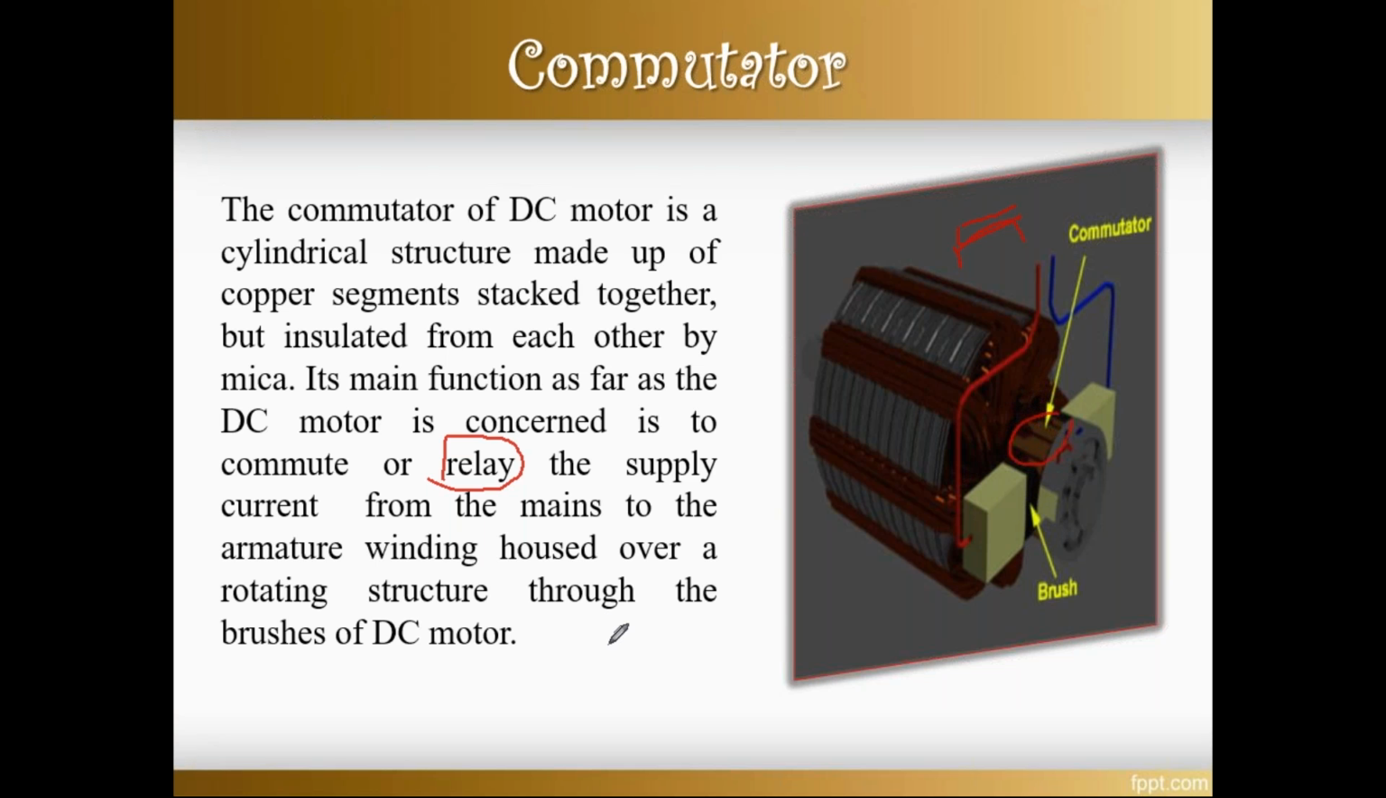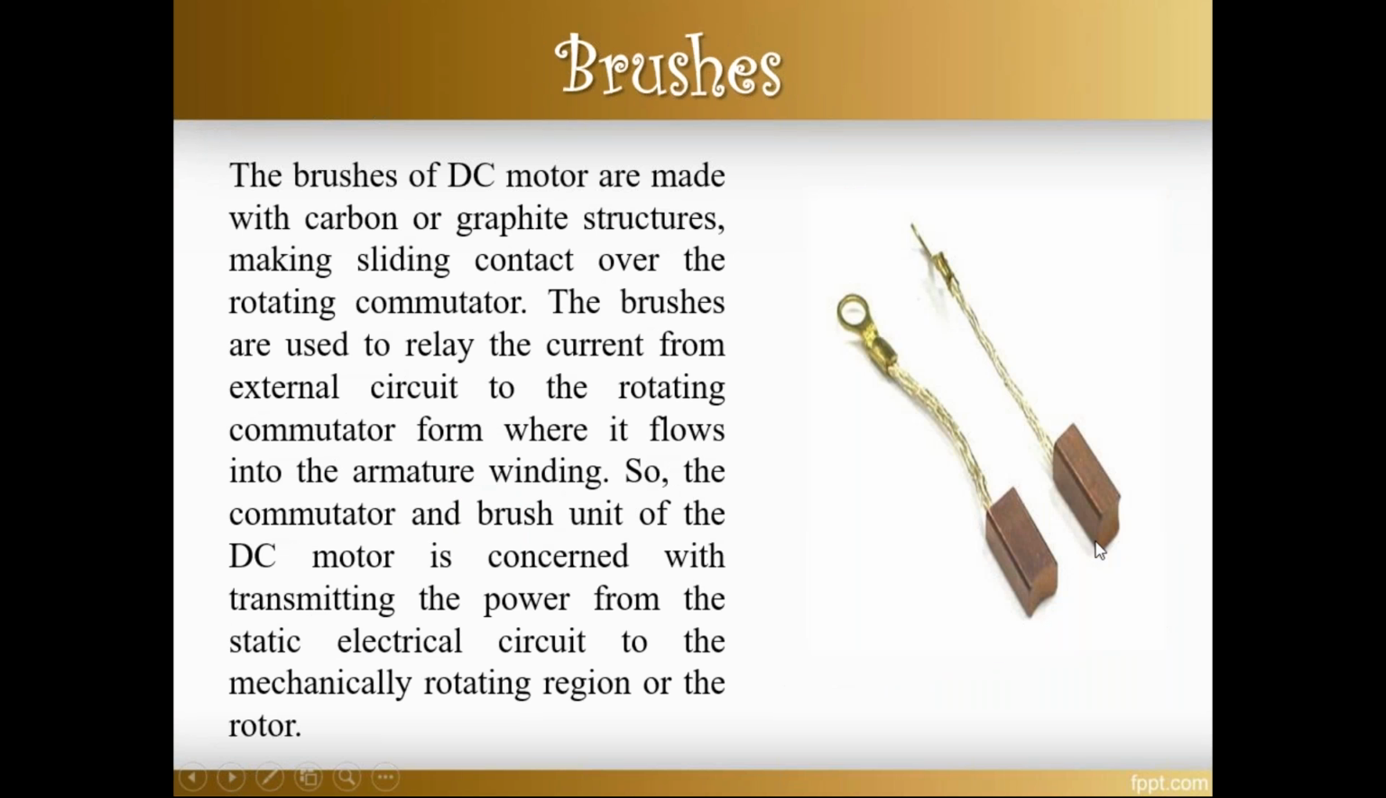These are the two brushes, made up of carbon material, and we use them for collecting the current or giving the current. In a generator we say collecting the current, in a motor giving the current. Next, the last one is brushes. Here the brushes are made up of carbon or graphite structure. Most probably we use carbon material, and the brushes are used to relay the current from the external circuit to the rotating commutator.